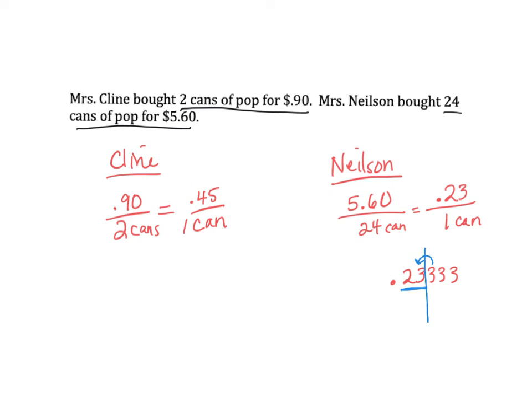So now that I've gotten my unit rate, I can see that Mrs. Klein spent 45 cents per can and Mrs. Nielsen spent 23 cents per can. So Mrs. Nielsen clearly got the better deal. So I'm going to make sure that I circle Mrs. Nielsen's name, and you're going to need to do the same after you show me your 2 proportions.